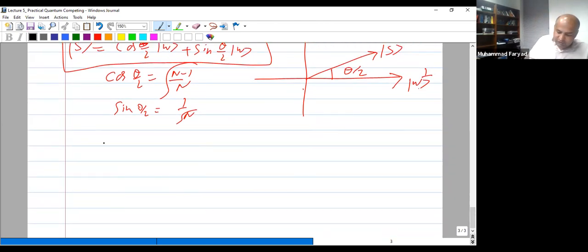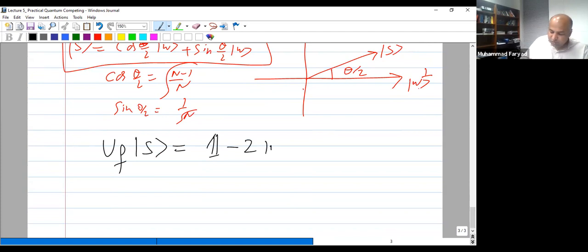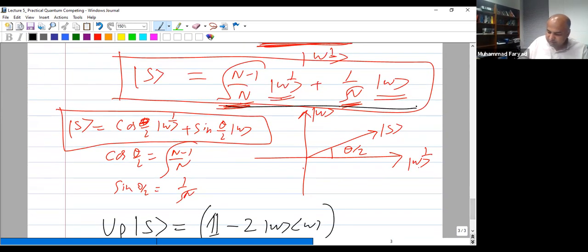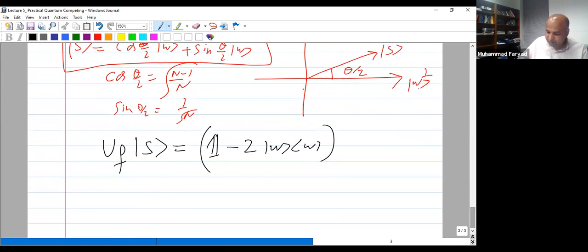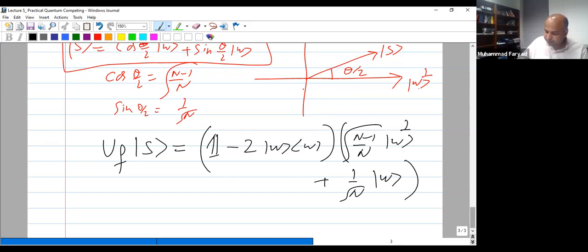Okay, so let's see what UF into S gives us. This UF was identity minus 2 WW. Let me use this representation, this would be a bit easier. So this is square root of (n minus 1) over n times W perpendicular plus 1 over square root of n times W.